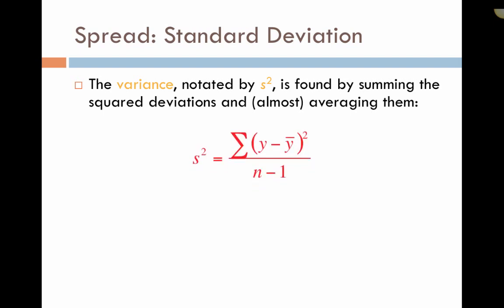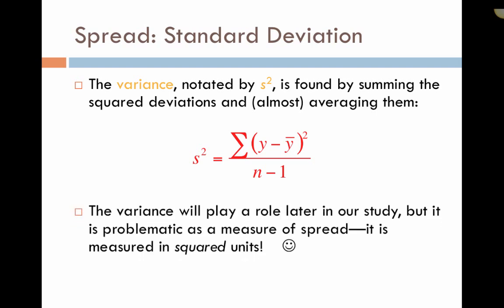That gives us this equation. So s squared is our variance. We take the sum, sigma, of all of our data values minus our mean, and we square those values, add them all together, and then we divide by n minus 1. Because we're dividing by n minus 1, that's why it's almost averaging them, but not quite.